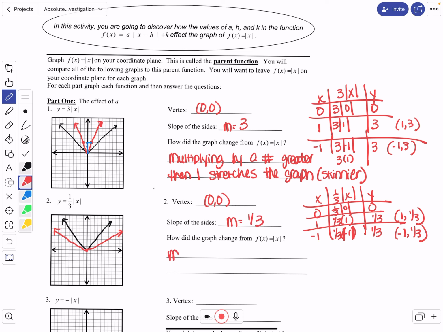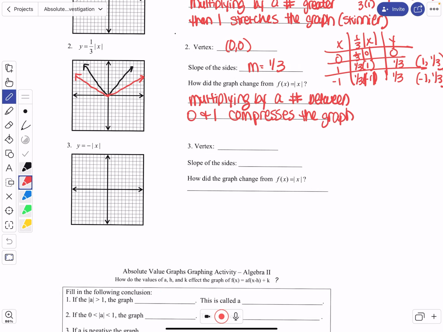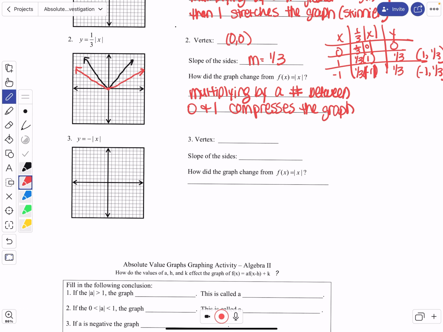And so we would say multiplying by a number between 0 and 1 compresses the graph. And so it's going to make it look wider. It's going to make it look fatter, however you want to think about that. Okay, so now let's look and see what a negative is going to do.